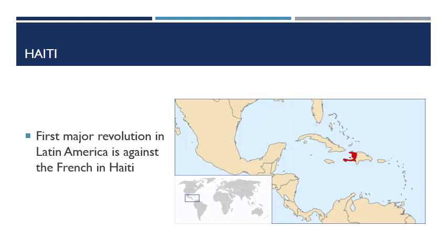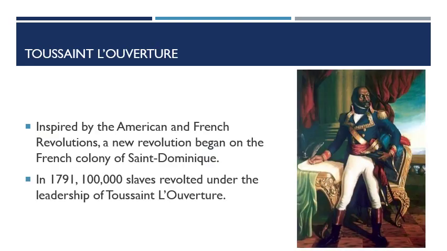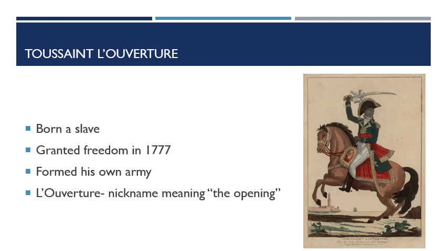The first major revolution in Latin America is in the Caribbean in the French colony of Haiti. The name to remember in the Haitian Revolution is Toussaint Louverture. Toussaint Louverture was a former slave who led an uprising of some 100,000 slaves seeking both their freedom and independence. He had been granted his freedom in 1777 and was educated by his former master as well.